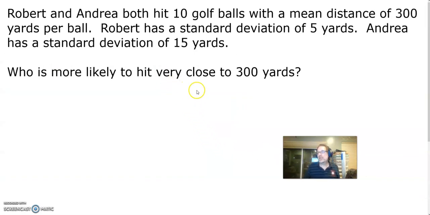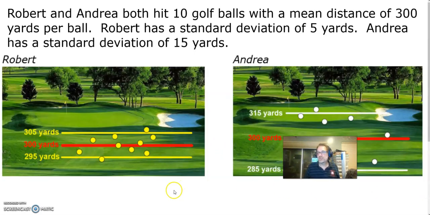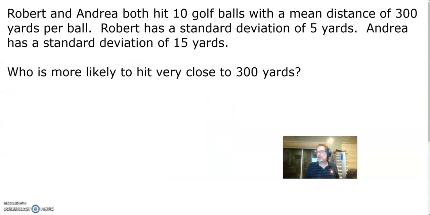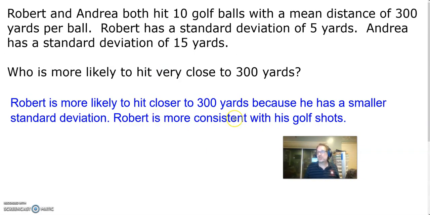So who's more likely to hit closer to the 300 yards? So if I look, who had the smaller standard deviation? Robert did. Robert is more likely to hit closer to the 300 yards. He has a smaller standard deviation. What that means is Robert is more consistent with his golf shots. If I need 300, Robert's going to hit 300.